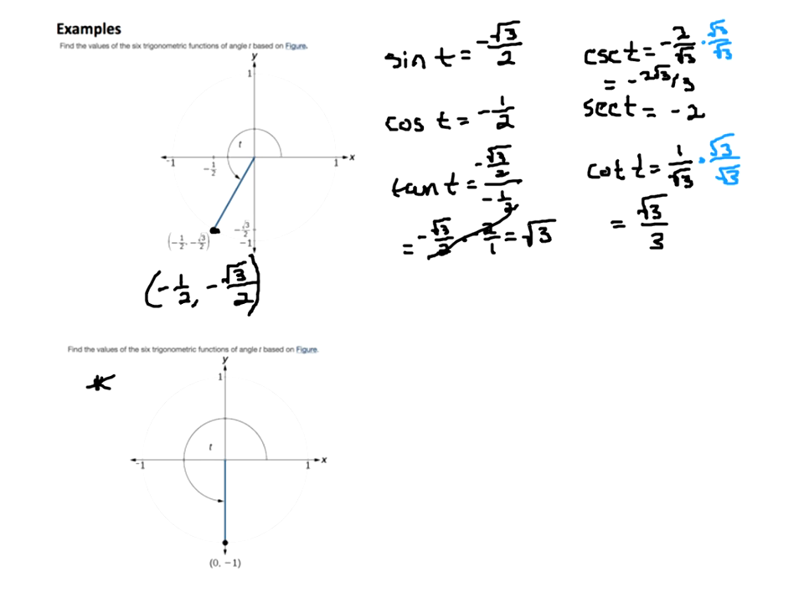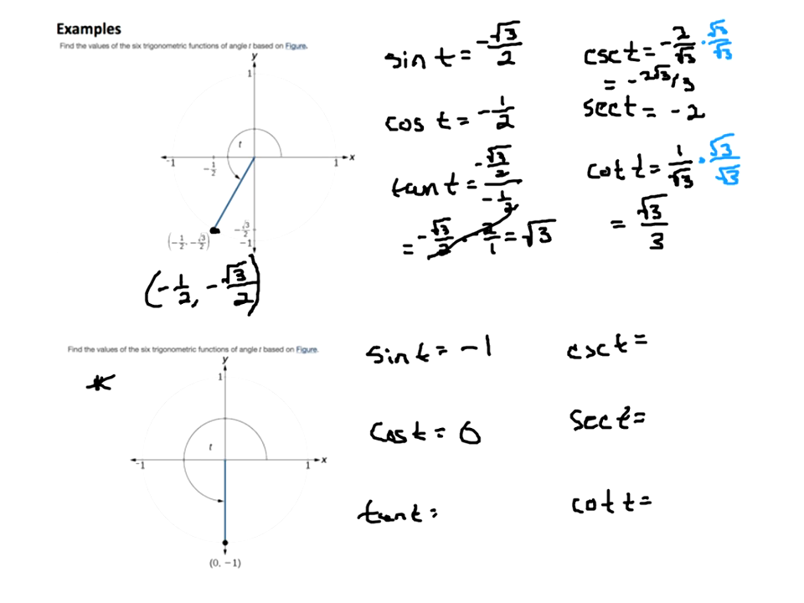Now this 270-degree angle down here is very easy because you've got 0 and -1 to deal with. So sine t, cosecant t, cosine t, tangent t, secant t, cotangent t. Okay. The sine, okay, so we have the point 0, -1. So the sine is -1. The cosine is 0. The tangent is -1 divided by 0. You cannot divide by 0, so this is undefined.